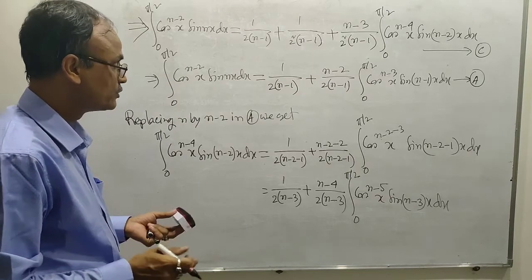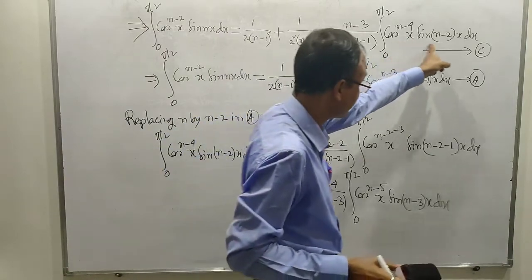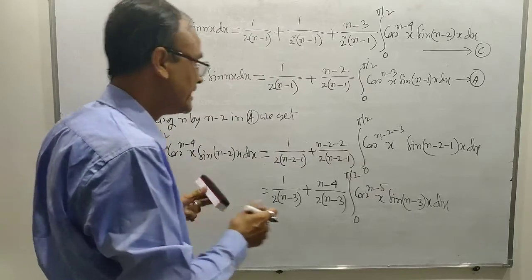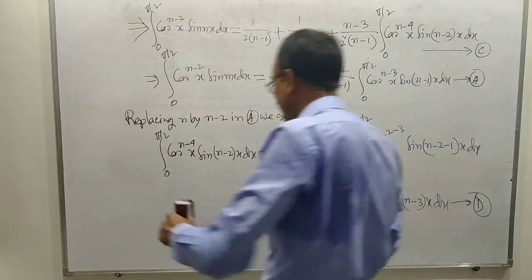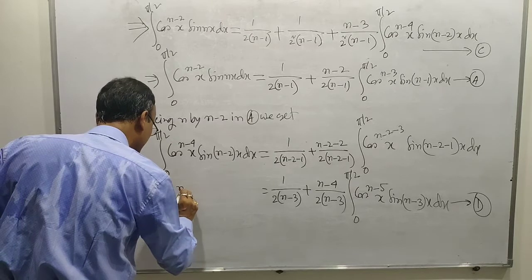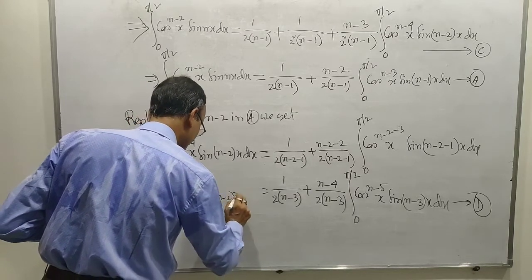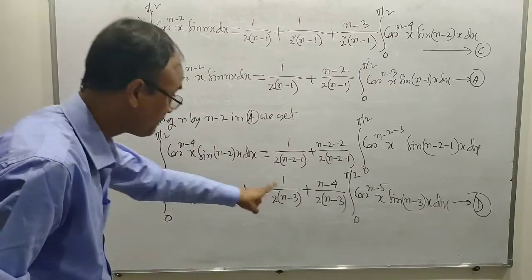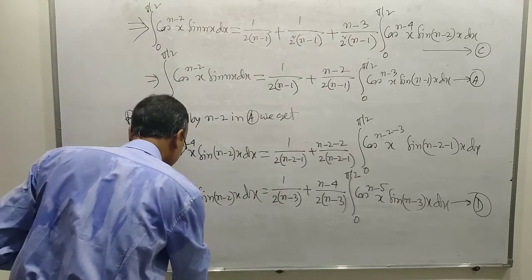Now, you see, in the equation C, this integral is equal to this integral. Suppose it is number D, equation number D, and left hand side, same integral 0 to pi by 2 cos to the power n minus 4 x sin n minus 2x. In the left hand side we will get this. Now applying D in C we get.